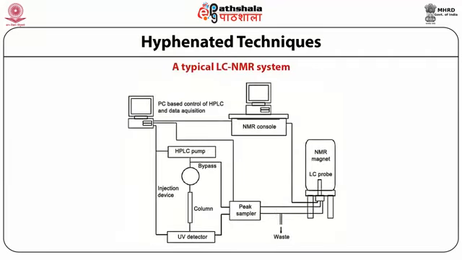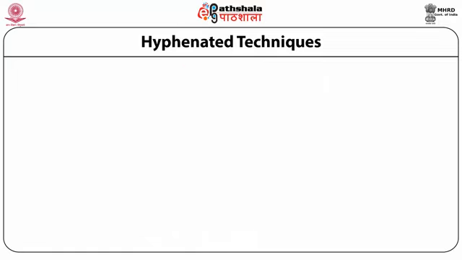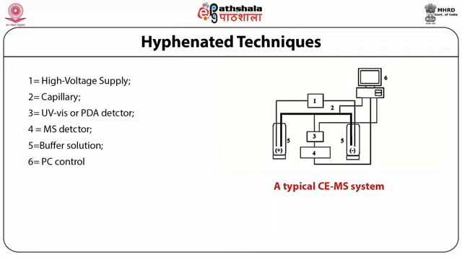This block diagram represents another hyphenated technique called LCNMR. Here the HPLC or the LC system remains the same, and NMR acts as its detector. This is another important hyphenated technique represented in the form of a block diagram: capillary electrophoresis mass. Here the capillary system connects to jars across which we apply high voltage. On the basis of their different charge, they get separated through the capillary, and UV visible and mass are used as detectors.